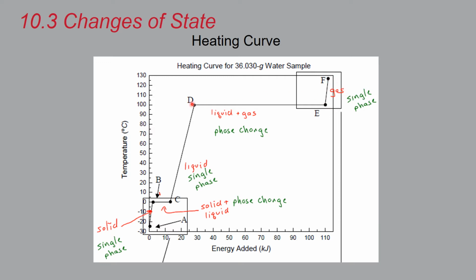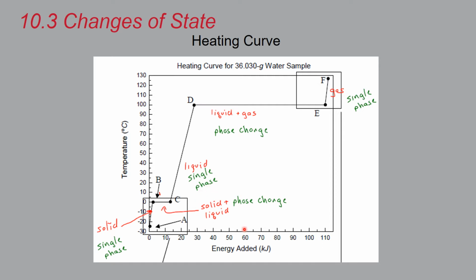Now in this flat segment here, DE, the temperature isn't changing. It's at 100 degrees, that's when it's boiling. So this tells you that it is liquid and gas that is present. Those are the 2 phases. And likewise at 0 degrees, you've got a phase change going on. The 2 that you've got in equilibrium at that time are solid and liquid.